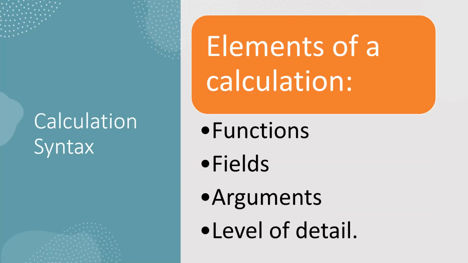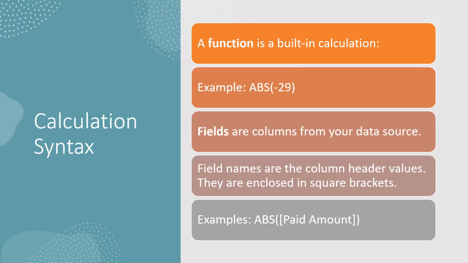So calculation syntax: the elements of calculation in Tableau. We often have four elements of calculation. The first one is functions, fields, arguments, and level of detail. Functions are my built-in calculations. For example, here we use ABS. What ABS does is convert a numerical value that is negative to positive. Whatever value we have, ABS converts that value to positive.